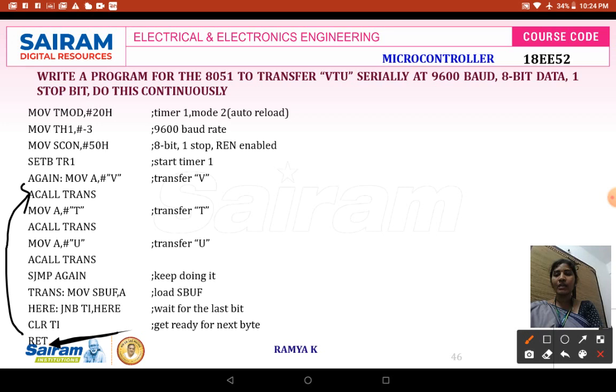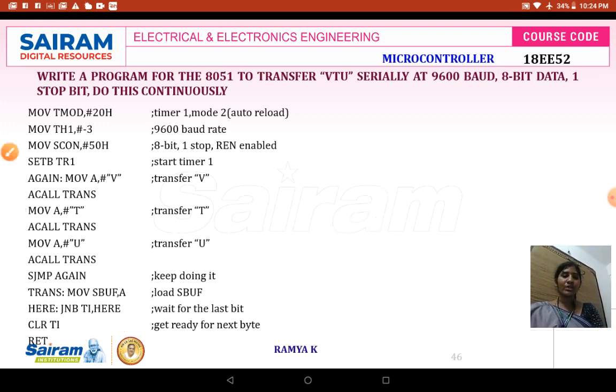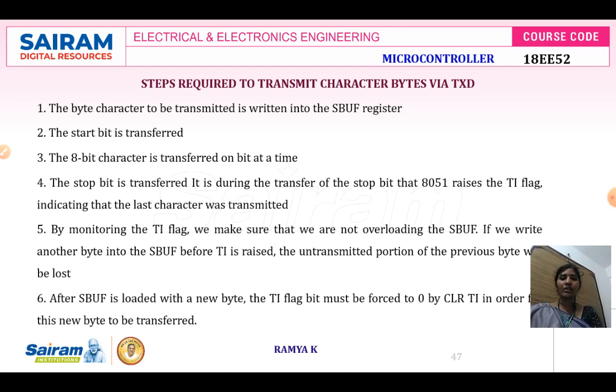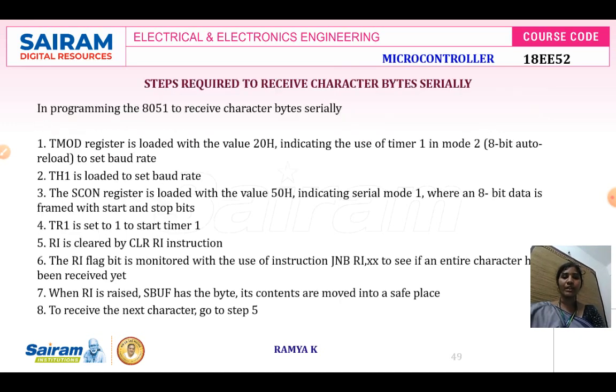So then again MOV A comma T. The first letter V has been displayed in your serial window screen. Then again T is moved on to your SBUF register. Likewise, whatever data is available will be moved on to your SBUF register. Then your transmit interrupt flag is checked. When the transmit interrupt flag is set, the data transmission is completed, and you need to clear this transmit interrupt flag for further data transmission. So these are all the steps that I have already shown in the form of a program. In the next class, we'll see how to receive the data serially by means of the RxD pin.